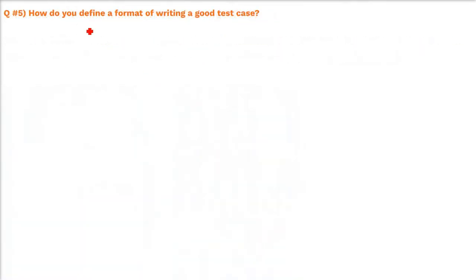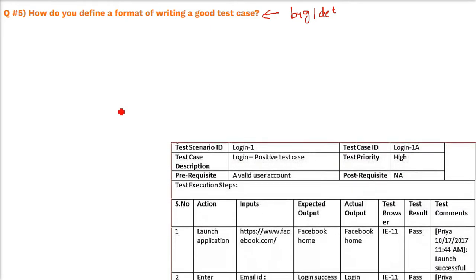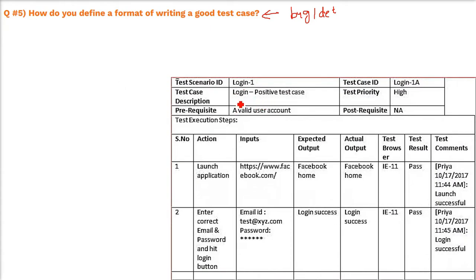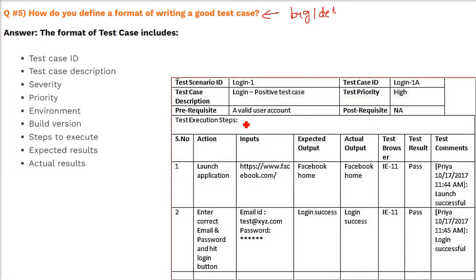How do you define a format of writing a good test case? So a good test case is that test case which can find a bug or a problem or a defect. Okay, so this is the one line answer. But when you're talking about a format of a good test case, it should depict all the information.